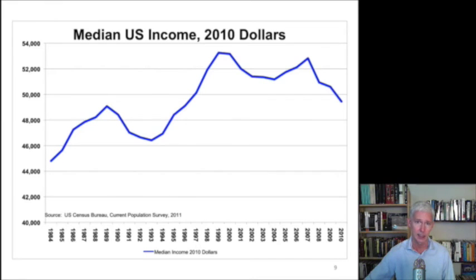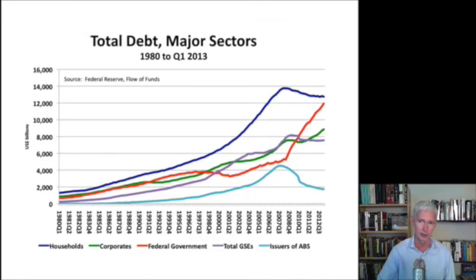Income is dropping not only because of this severe recession, but also because globalization is pushing down wage rates in the United States as the manufacturing jobs all move overseas. And as income goes down, that means it's going to be more difficult for the household sector to bear additional debt and service the interest on the debt.